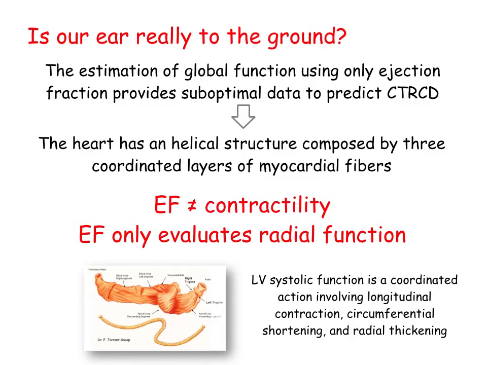The estimation of global function using only ejection fraction provides suboptimal data to predict CTRCD. In fact, the heart has a helical structure composed of 3 coordinate layers of myocardial fibers, and ejection fraction only evaluates radial function.